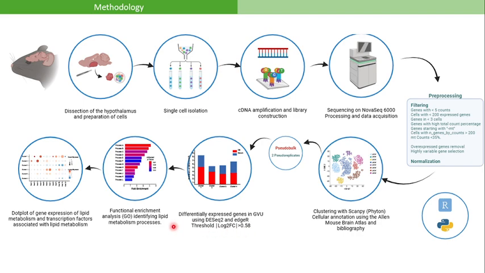With the differentially expressed genes in the gliovascular unit, a functional enrichment analysis was conducted to identify lipid metabolism-related processes. A dot plot was then generated to visualize the expression of key lipid metabolism-associated genes and transcription factors. Our results are represented in 5 figures.